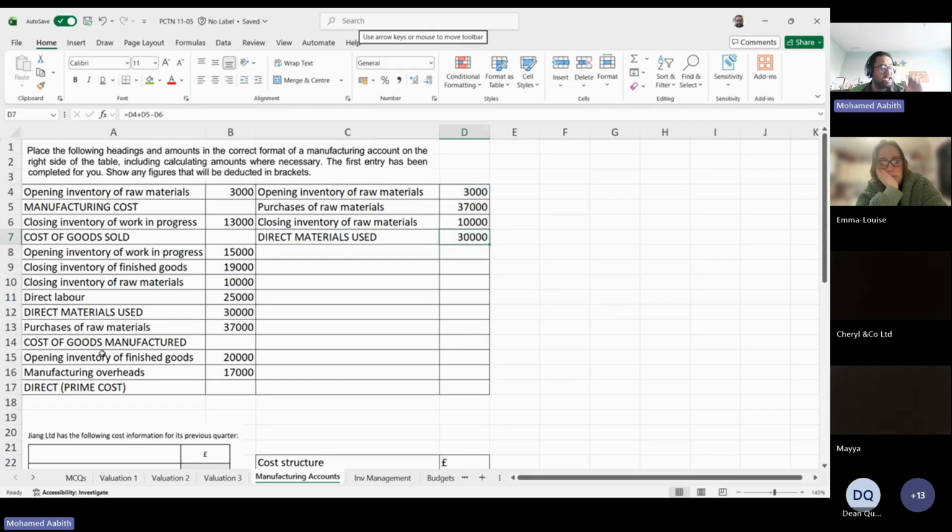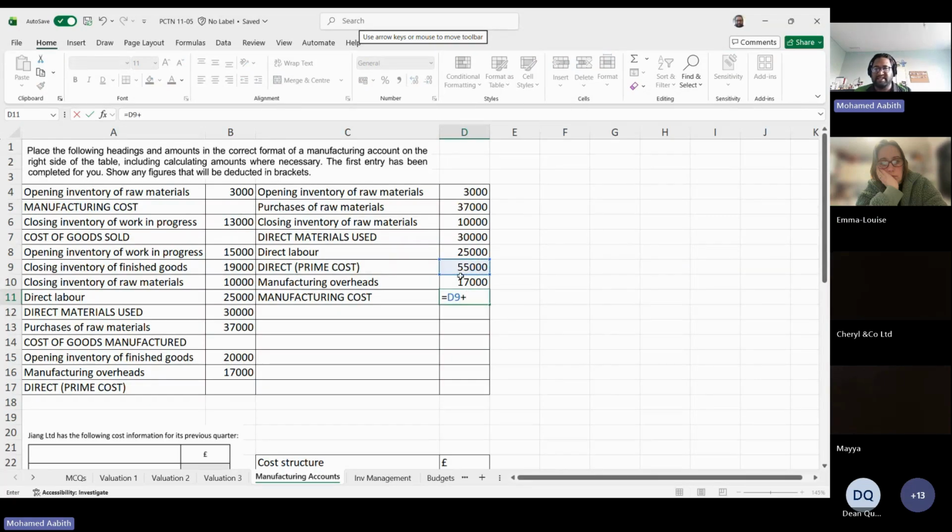Now the next one, they ask you to find the prime cost, but for that one you need the direct labor. So if I put the direct labor, I need to find what my prime cost is. What will the formula be? This is going to be this plus that number, which is 55,000 pounds. To that one, we add any manufacturing overheads. So can you see here we have the manufacturing overhead. They're asking you to calculate the manufacturing cost. Third step, what are we going to do? This plus that. That is your manufacturing cost.